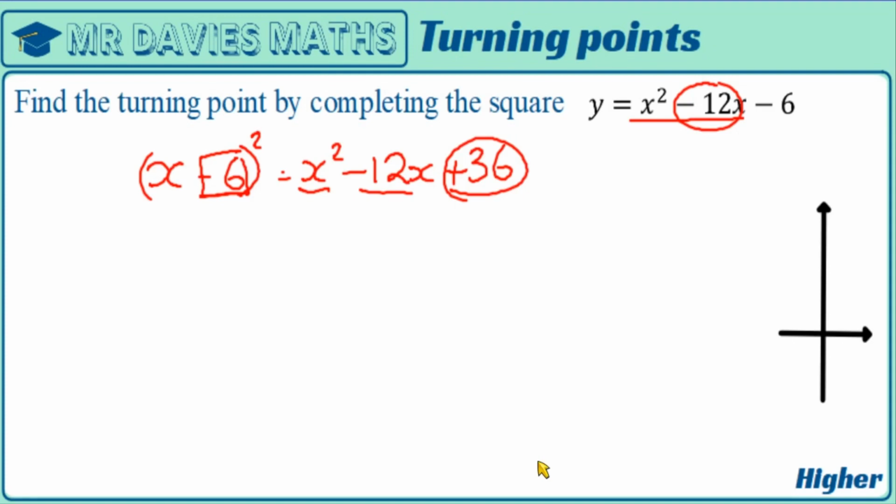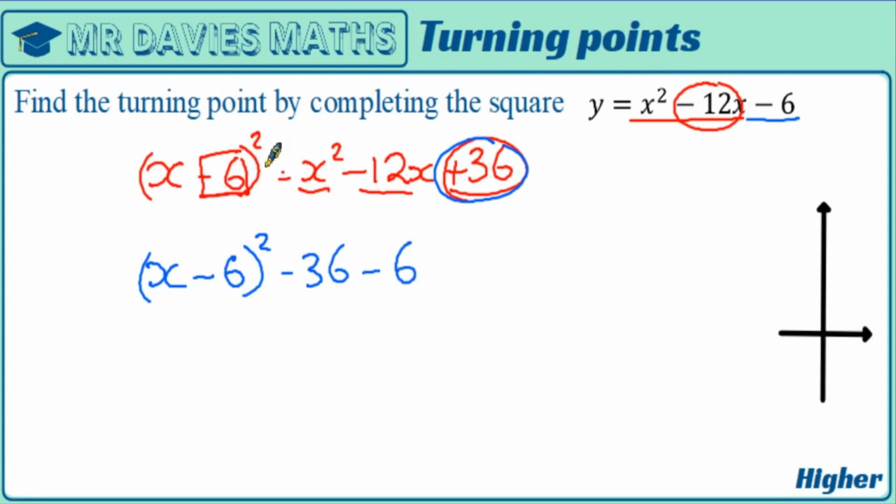Let's get rid of it. So I'm going to still have x minus 6 all squared. I'm going to get rid of this positive 36 by taking it away. And we've also got a minus 6 still left in the question. So my answer will be x minus 6 all squared, minus 36, take away another 6 is minus 42.